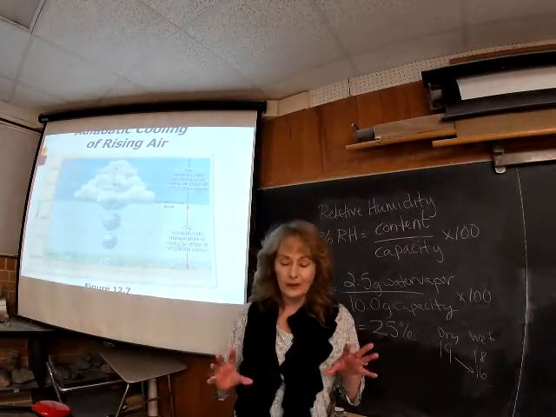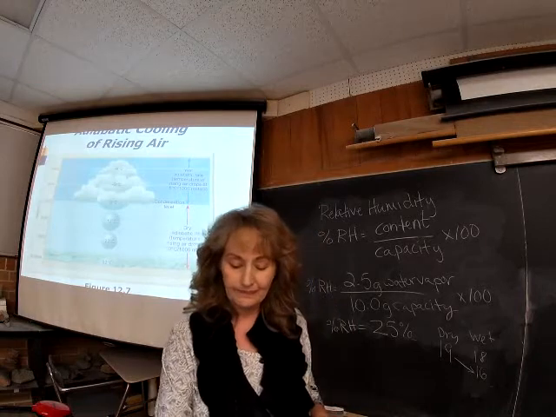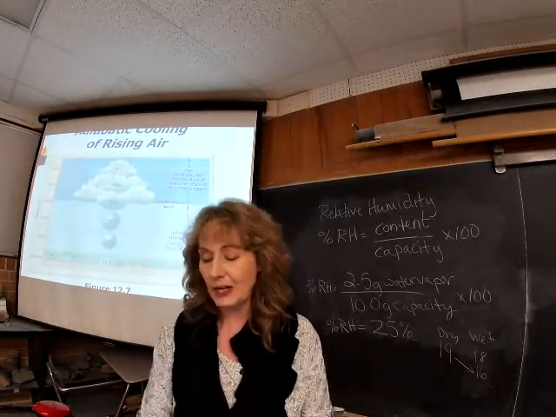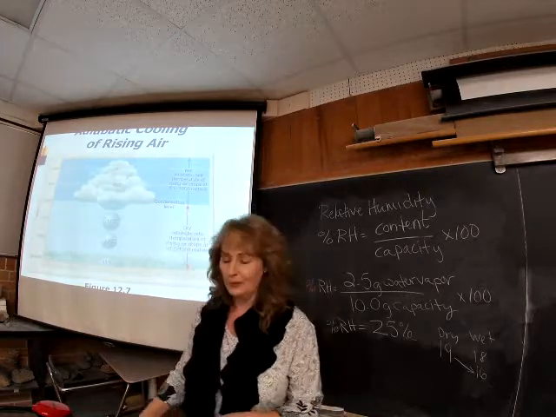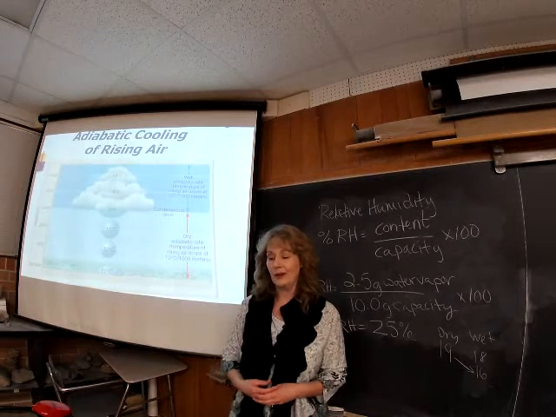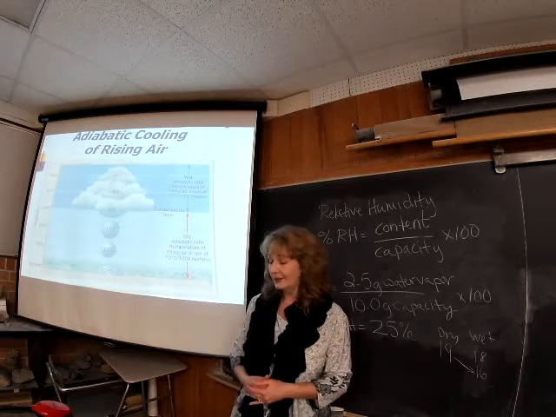So remember your processes there. That 600 calories per gram is going to get released, and that'll offset the cooling rate just a little bit. It's still going to cool, but not quite as rapidly as the dry rate. So let's take a look at that scenario here.